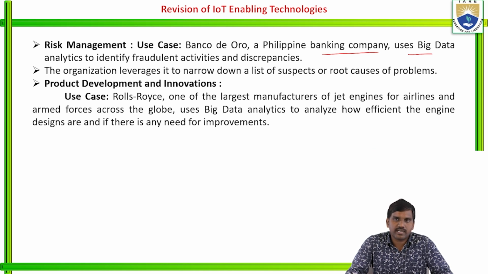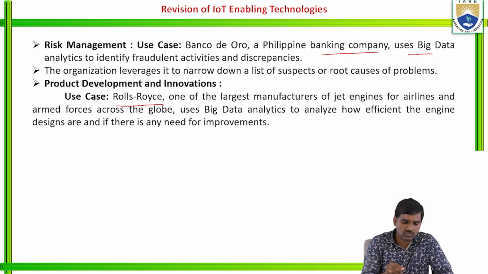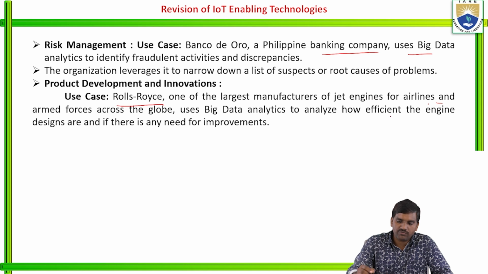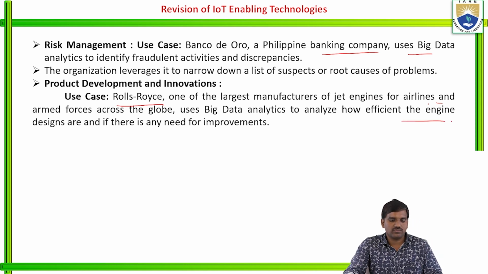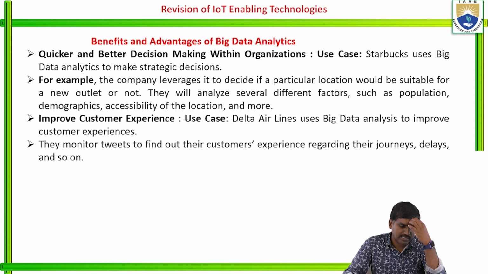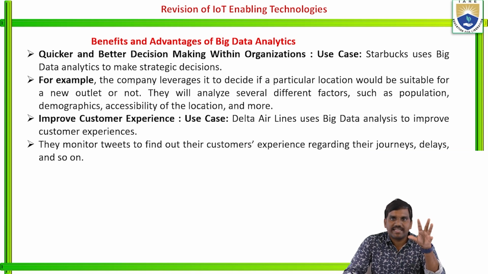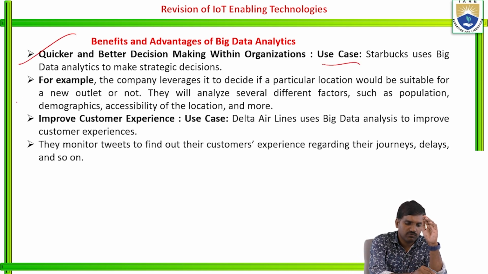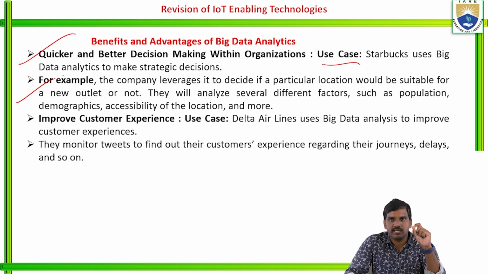Next one, product development and innovation. Rolls-Royce, one of the largest manufacturing companies, makes jet engines for airlines and armed forces across the globe. It uses big data analytics to analyze how efficient the engine designs are and whether there is any need for improvements. The benefits and advantages of big data analytics include quicker and better decision making within the organization. For example, a company leverages it to decide if a particular location would be suitable for a new outlet or not.